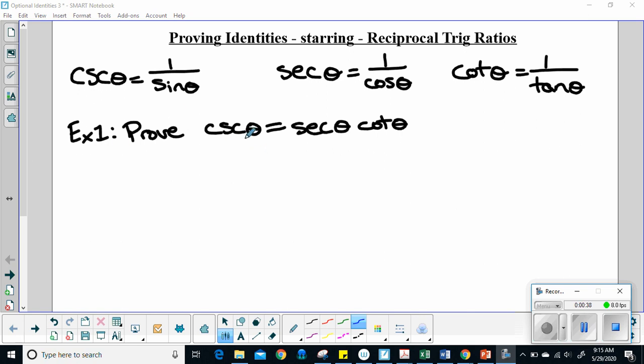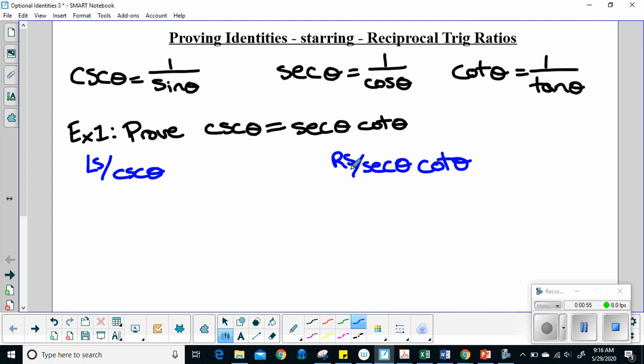All right, let's prove that cosecant angle equals secant angle times cotangent angle. So again, we're following our steps here. We have to do left side on over here, so that's our cosecant theta. And then our right side, let's start it over here, and we've got our secant theta, cotangent theta. The same kind of tips apply as what I said before. We want to put everything in terms of sine and cos. Cosecant is 1 over sine, so let's do that. And that's about as far as we can go there.